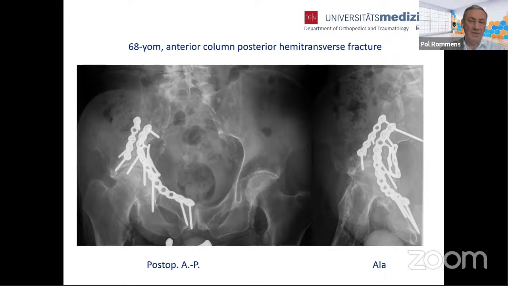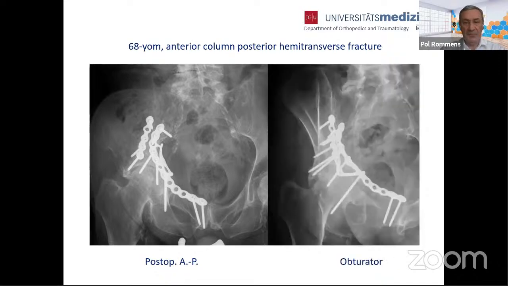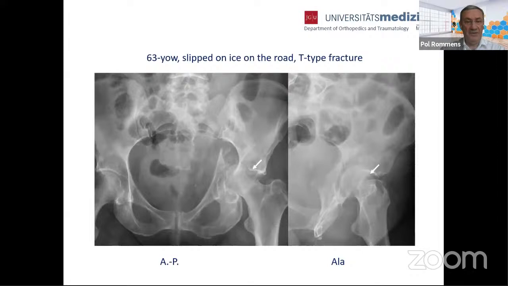And here we used a suprapectineal plate of the Stryker company. You see that this orthogonal, so this vertical part of the plate is buttressing the medial part of the acetabulum, that means the quadrilateral surface, and prevents a medial displacement of this structure and of the femoral head after osteosynthesis. This is the obturator view and the AP view.